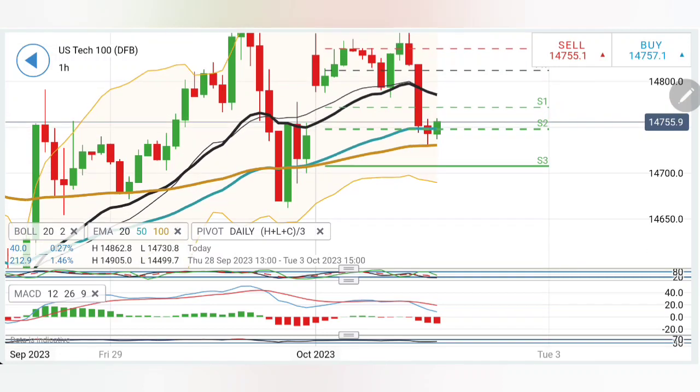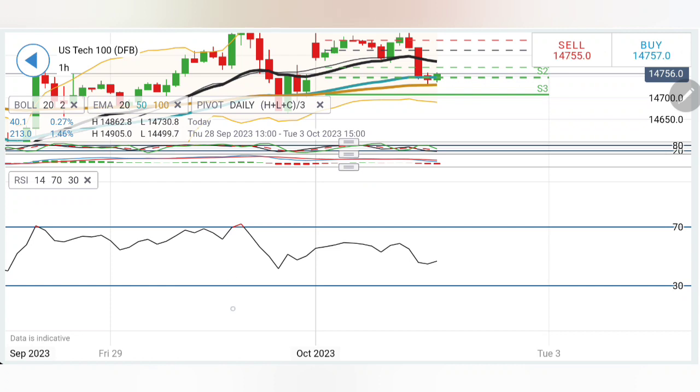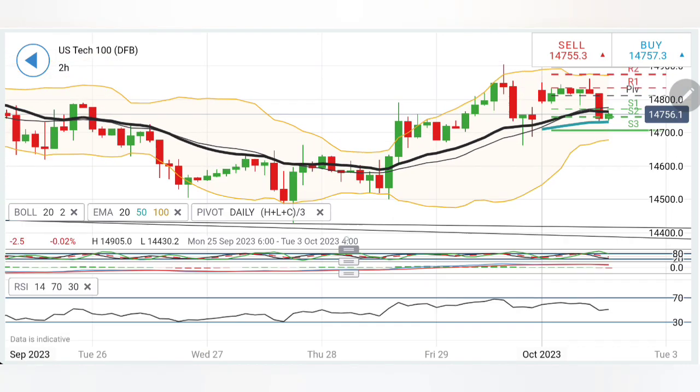But if you look at the candle here, the preceding candle on the hourly charts failed to stay bearish and it is trying to show a reversal. There could be a retracement towards 14,800. If you look at the RSI, it is flat.